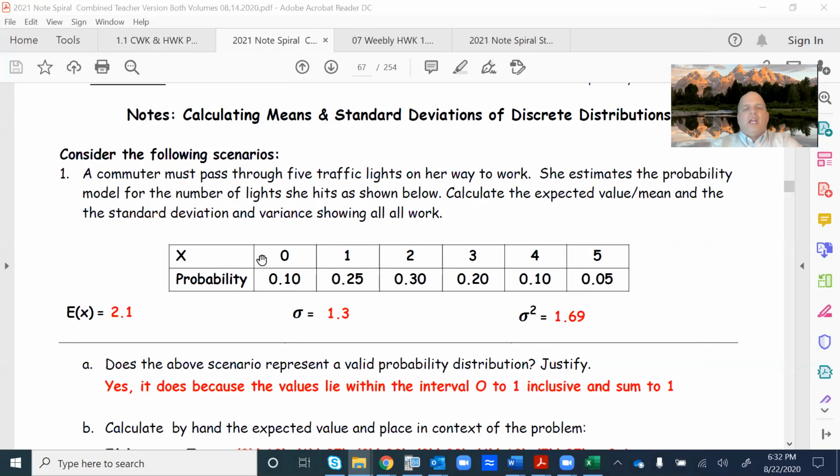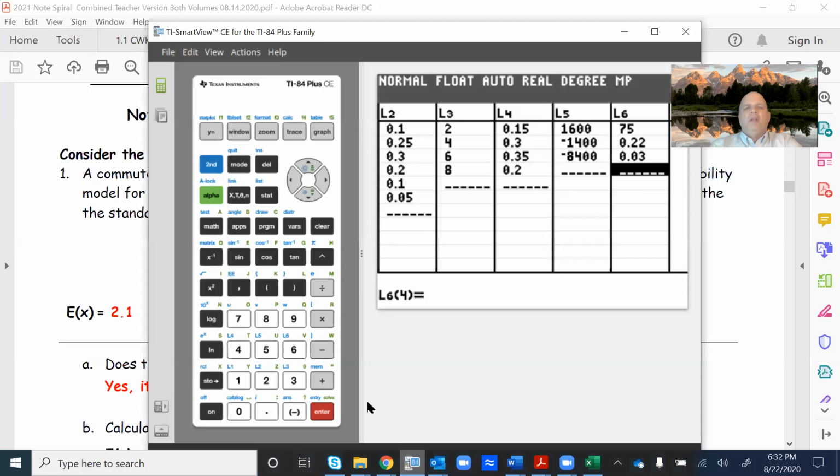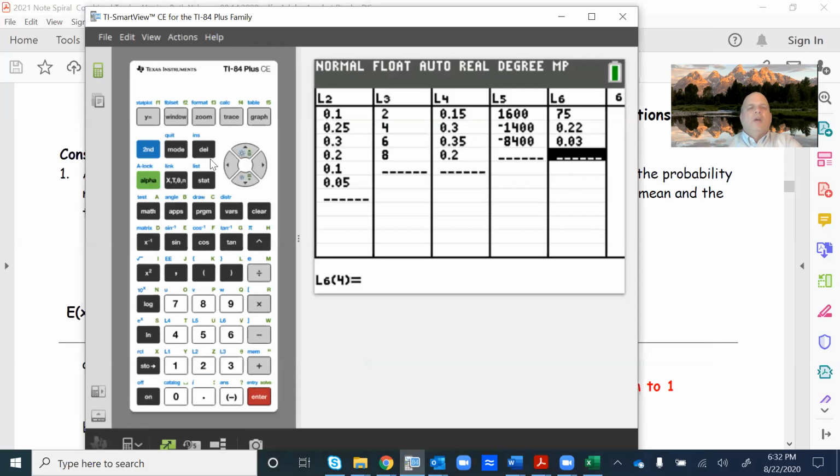So I'm going to put it in the calculator. We're just going to worry about the calculator. So I'll put in 0, 1, 2, 3, 4, 5 into one column. And then to the next column, I'm going to put 0.10, 0.25, 0.3. These are my frequencies. So when I put them in, I should end up getting something that looks like this.